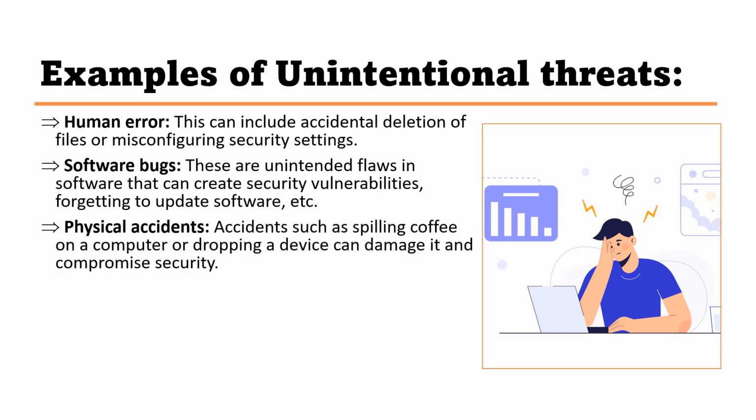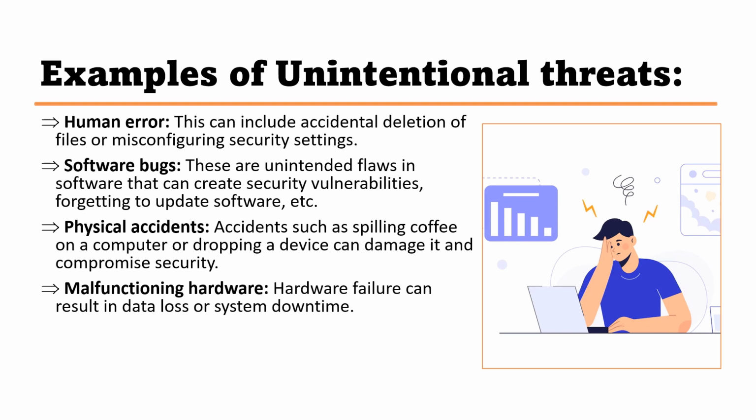Physical accidents. These accidents, such as spilling coffee on a computer or dropping a device that can damage it and compromise security, all these are accidents that can happen at the spur of the moment without premeditation.